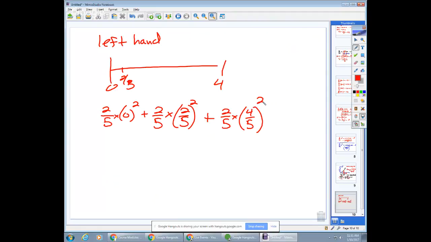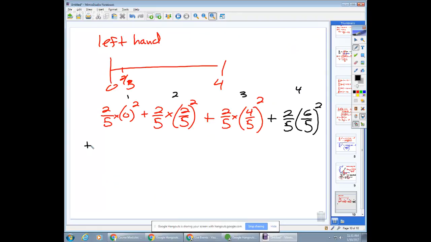So just keep in mind here, this is my first rectangle. This is my second rectangle. That is my third rectangle. What's the fourth rectangle going to look like? 2/5 times 6/5, and that needs to be squared. And we just keep on trucking. There's 4 of them. We've got 6 more to go.